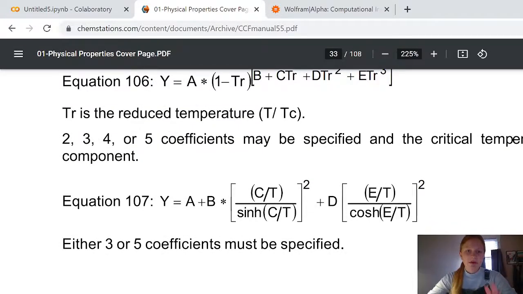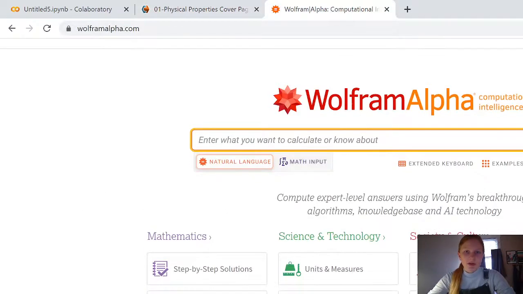Okay, so in this video we are going to finish up our problem for the adiabatic flame temperature, and we're going to start with our ChemCAD equation 107 that we copied on the board. This is what we are going to integrate for the heat capacity component in our adiabatic flame temperature problem. And so what we're going to do is take this formula here and go over to Wolfram Alpha to integrate it. So here we are.